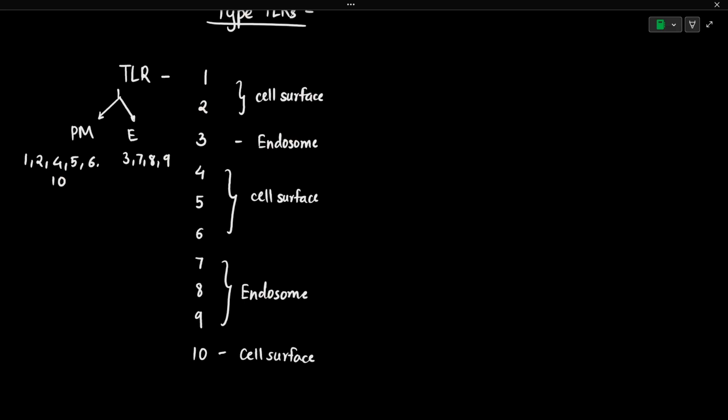For example, the TLR1 and TLR2 dimers recognize the triacyl lipopeptides, which are present on the bacteria. So these are the bacterial features which will be recognized by TLR1 and 2. Then TLR3 is very specific because it recognizes double-stranded RNA, which is the genetic material of RNA viruses, right?